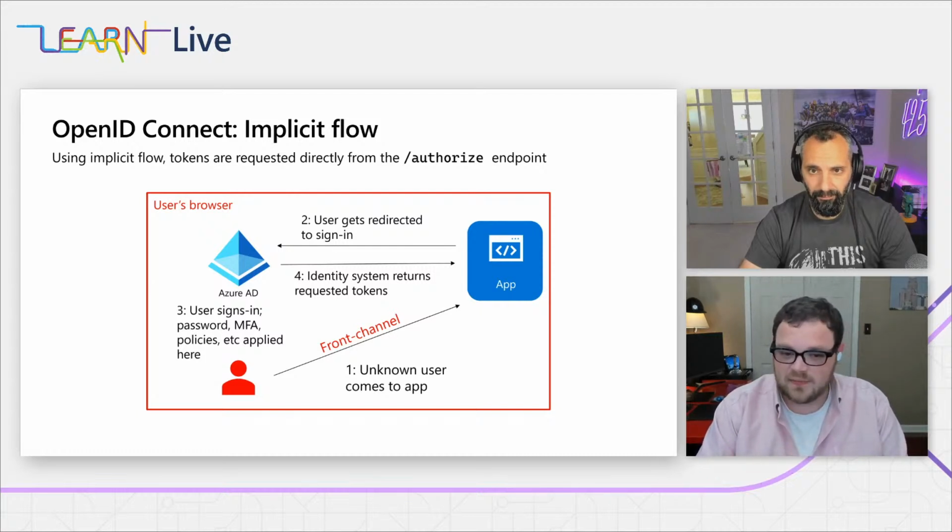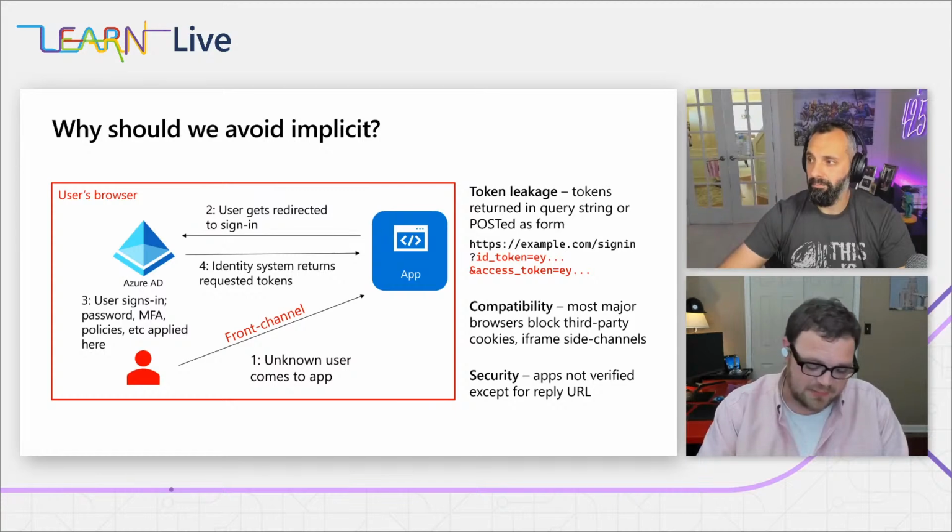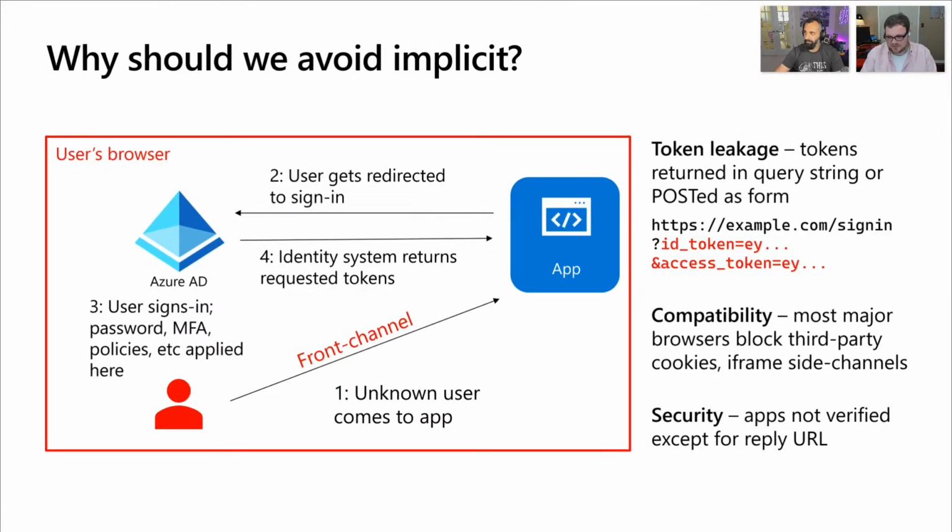So implicit, while it was great for things like JavaScript applications, it also caused a lot of problems, especially as browsers have modernized. As things like Apple made changes in Safari, I think they were one of the first ones, they would block a lot of the ways that we would get tokens in an ongoing manner, things like blocking iframes, blocking third-party cookies, that sort of thing.